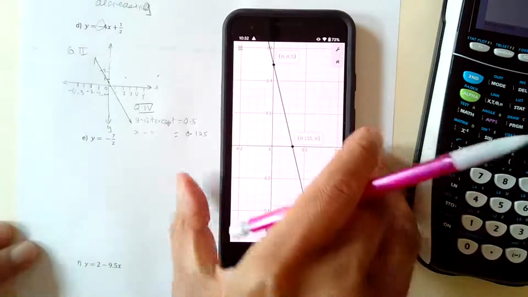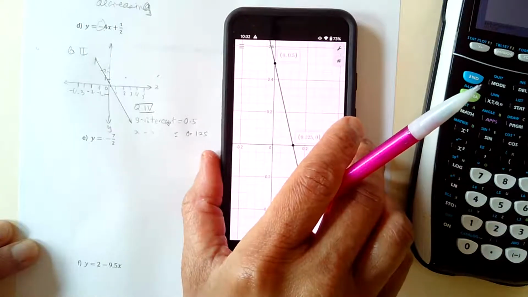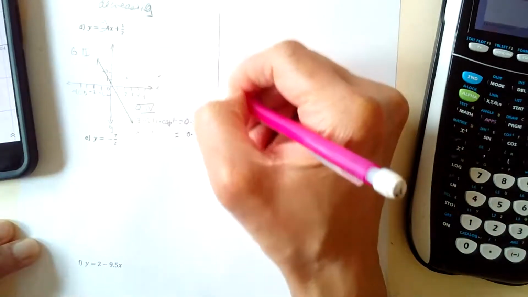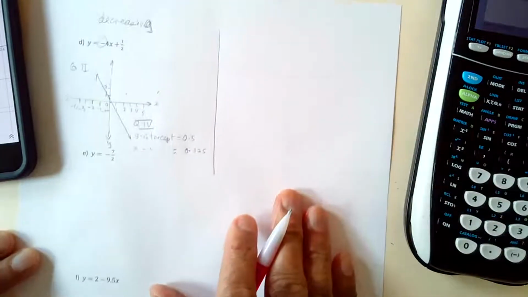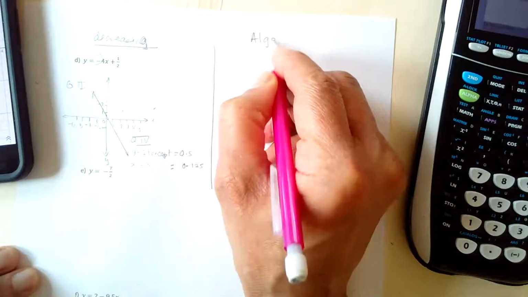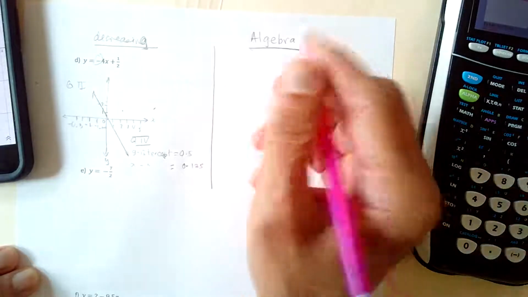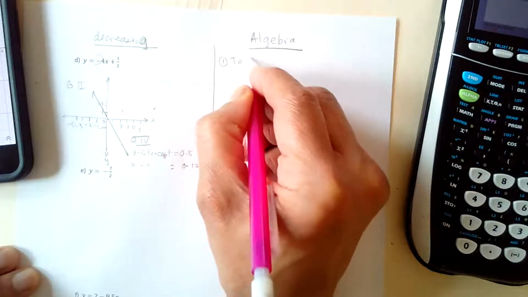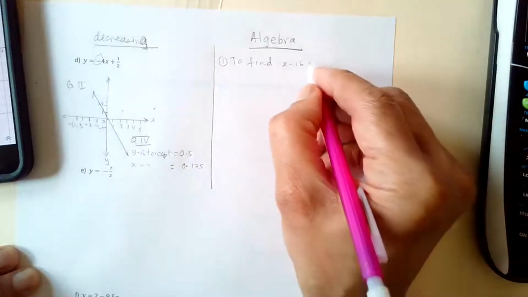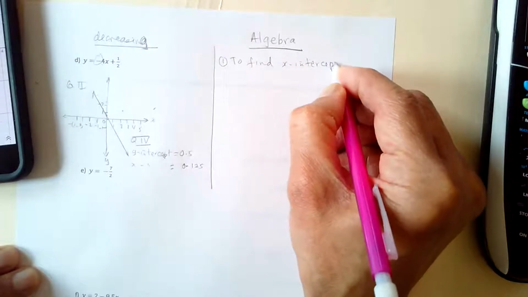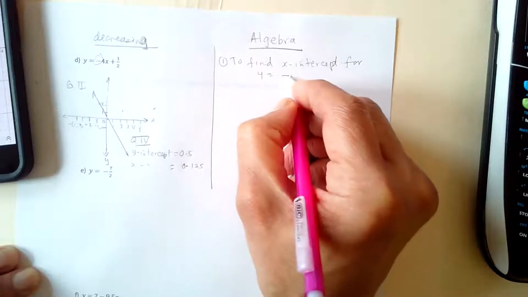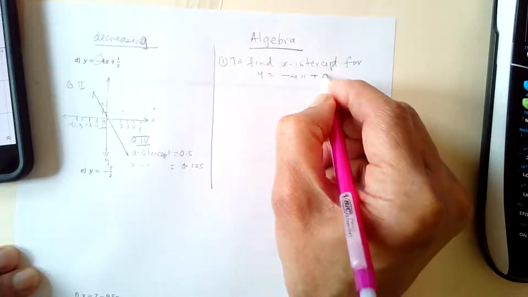Now, as I mentioned, how do you go about finding the x and y intercepts algebraically? These are a little bit more involved, so using algebra now, all right? So this is decreasing. So algebra. Now, step 1, to find the x-intercept, for y is equal to negative 4x plus, I'll put 0.5 here.